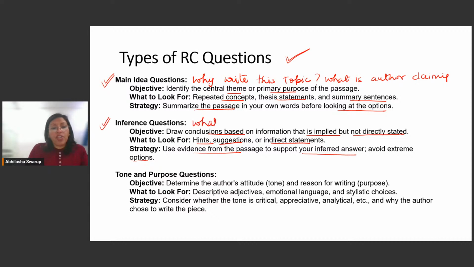So in an inference, we're looking for what the author actually intended to say, as against what he said. That's what we're looking for.